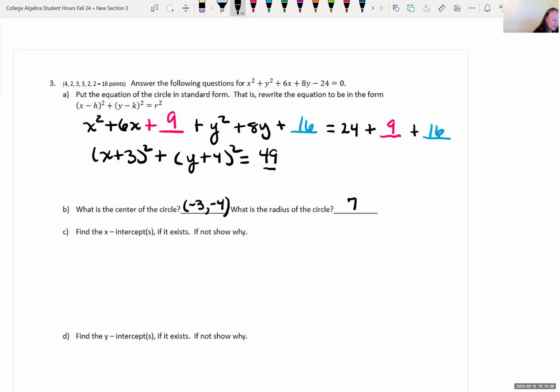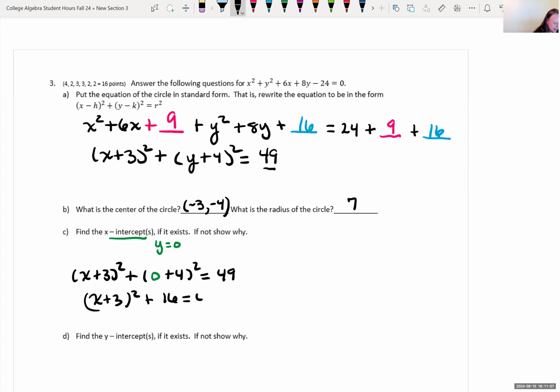Find the x-intercepts. If it has an x-intercept, then this is where y is equal to 0. So let's go back in. I'm going to plug it into my perfect square. So (x + 3) squared + (0 + 4) squared is equal to 49. So I have (x + 3) squared + 4 squared, which is 16, equals 49. I'm going to use the square root method. So I'm going to isolate my perfect square by subtracting 16 on both sides. If I do so, I get (x + 3) squared is equal to 33.